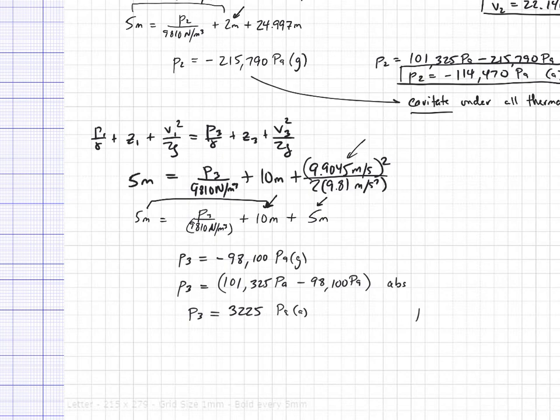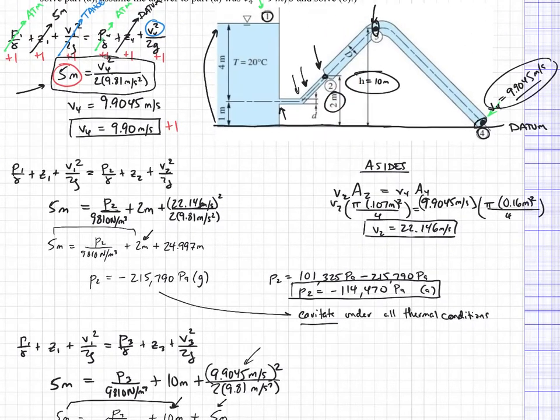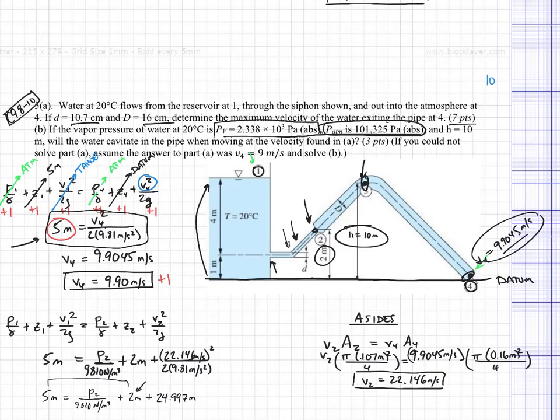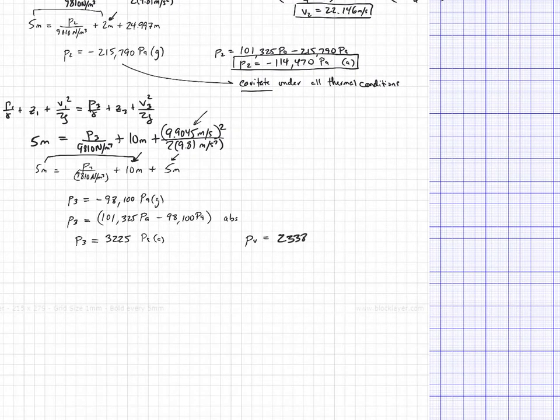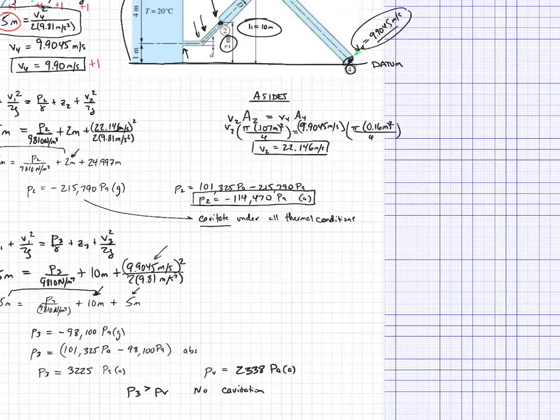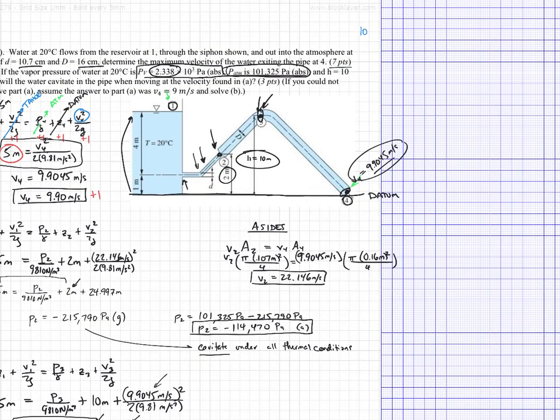And we're going to compare that to the vapor pressure of water, which if I go up here, what's the vapor pressure of water? Looks like it's 2,338 pascals absolute. And that is at a temperature of 20 degrees C. So because P3 is greater than PV, no cavitation. So it will not cavitate at this point, right here, but it will cavitate right here.